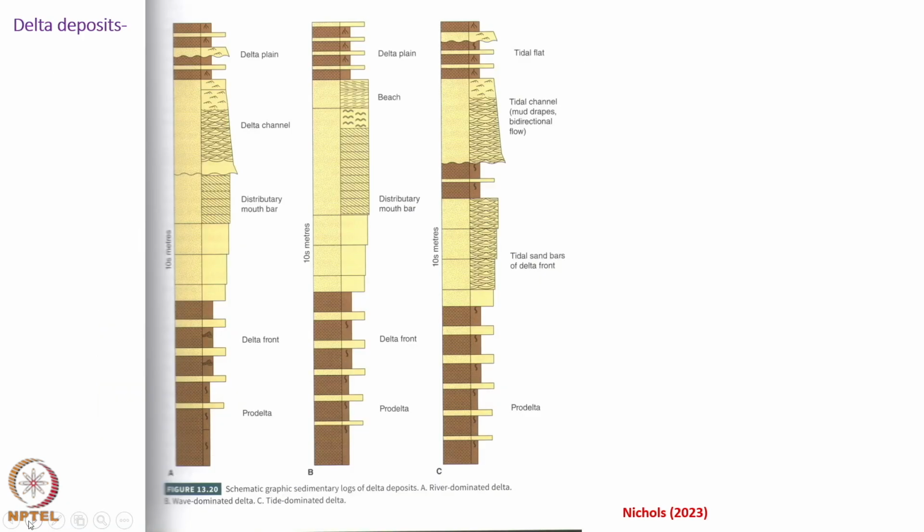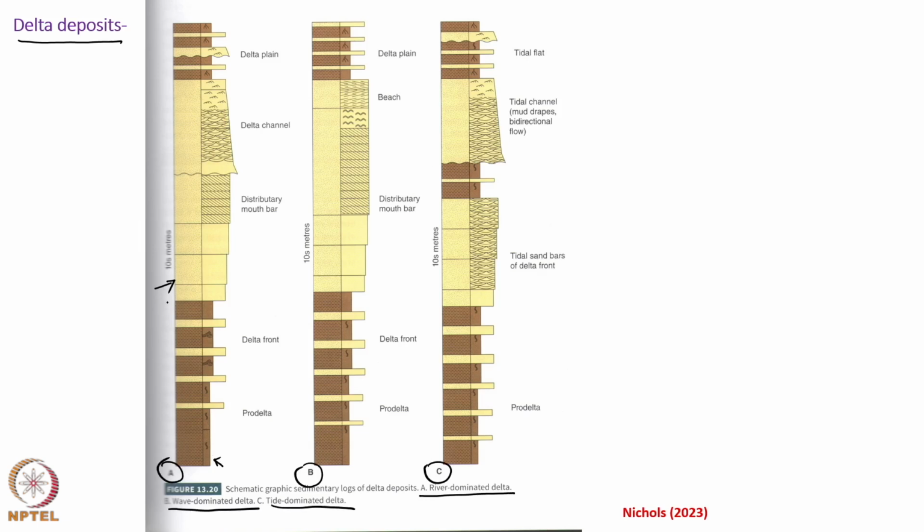We are going to see the different successions in the coastal environment and in the ocean environment. Let us start with the delta deposits which can form where the rivers meet the seas. This color represents muddy material, this is the sandy material. Let us look at a river dominated delta, a wave dominated delta and a tide dominated delta.